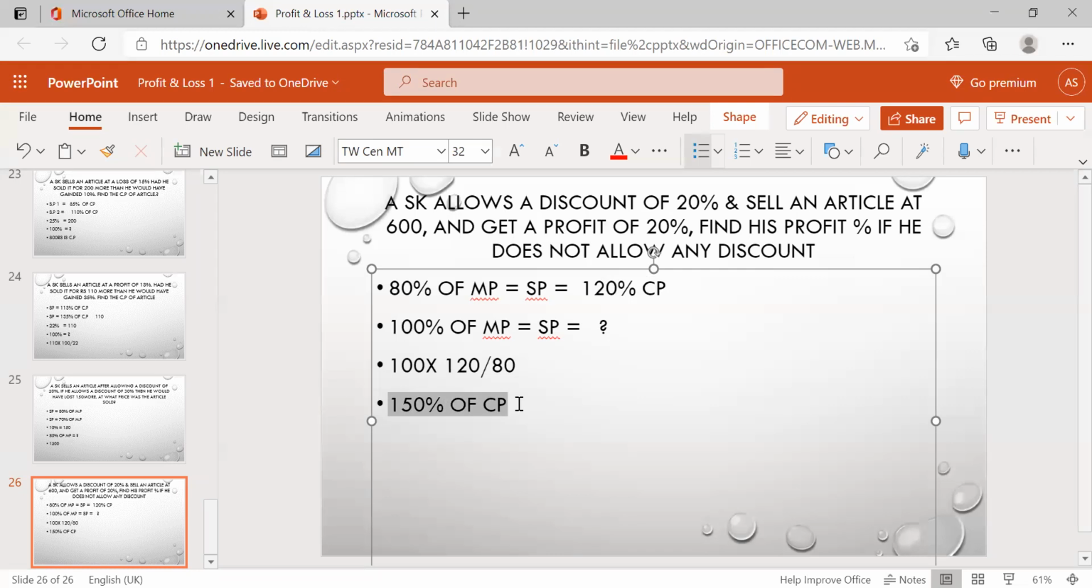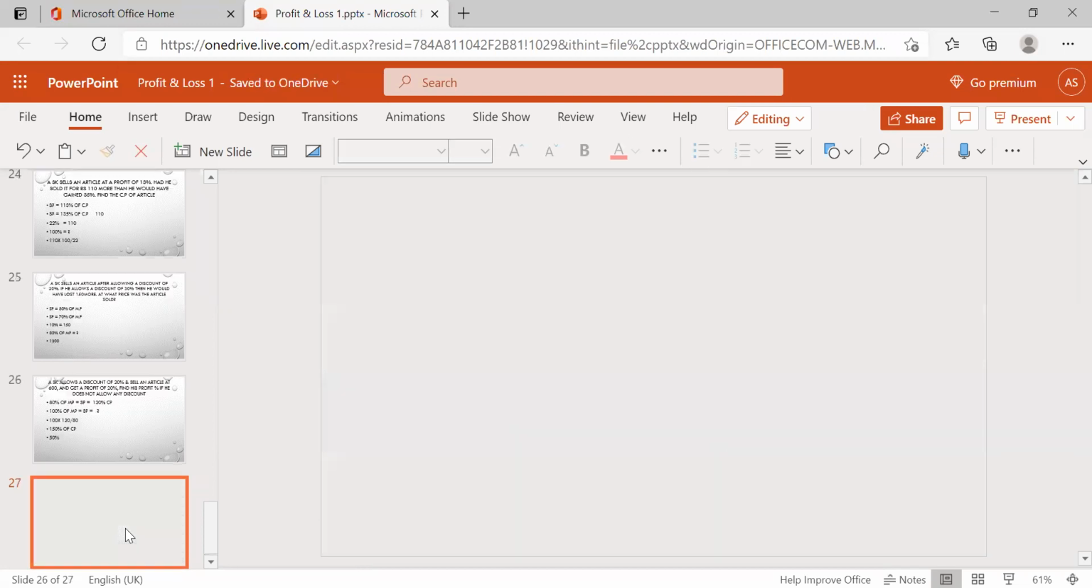So 150 percentage means what's the profit percentage? 100% is cost price, so more than 100% is the profit percentage. So 50% is the profit percentage. Is it clear? Directly you can get 50%. Compared to that one, it is much easier, right? So first understand the question and how we are going to apply this concept, then you will easily get the answers.